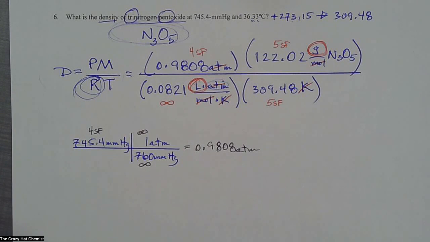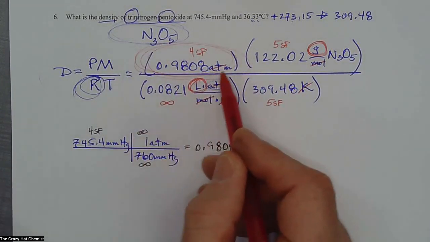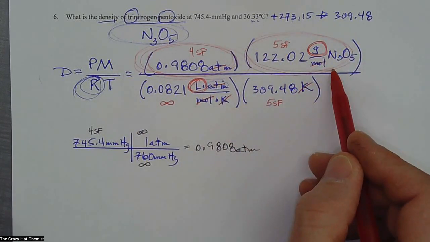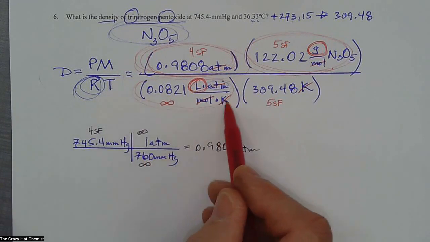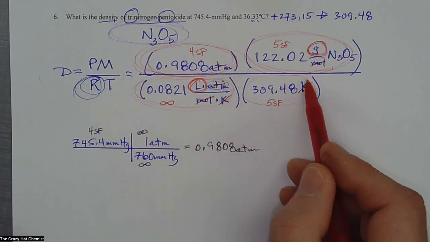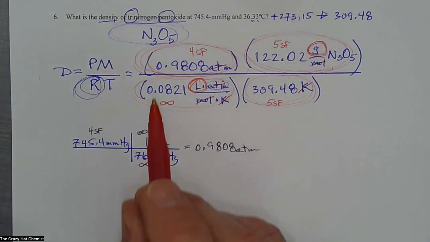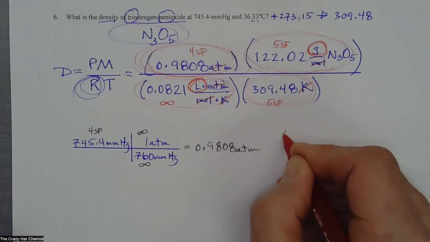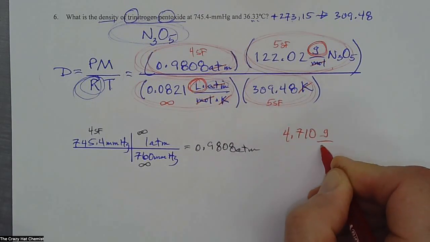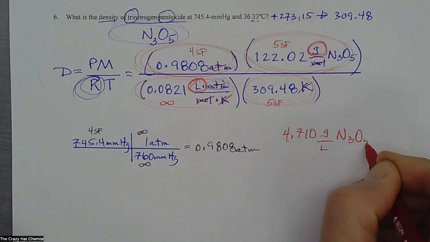I'm going to plug this into my calculator. I'm going to take 0.9808 times 122.02 divided by 0.0821 divided by 309.48. I'm going to round that to 4 significant figures, and that number is going to be 4.710 grams per liter of N3O5.